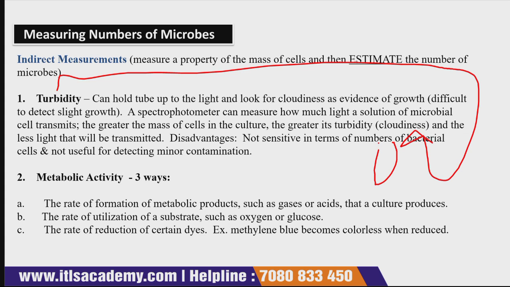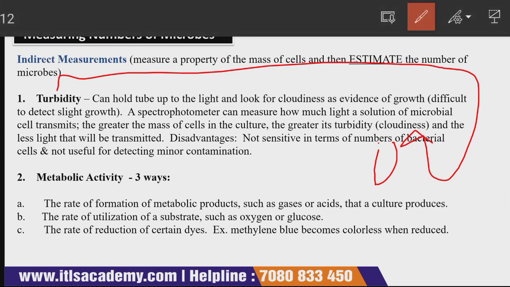Then a spectrophotometer can measure how much light a solution of microbial cells transmits. A spectrophotometer uses a light, and through that light it can measure how much light a solution full of microbial cells transmits. So the greater the number of cells in the culture, the greater will be the turbidity, or you can say the cloudiness.